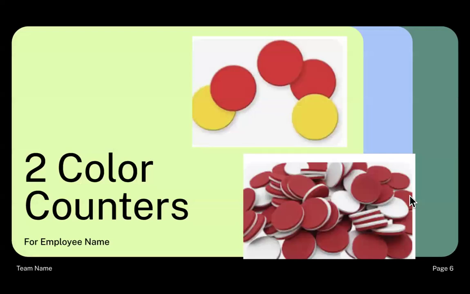Another thing I put into the packet is 2 color counters. On one side, they're yellow, maybe, and the other side, red. Sometimes you'll see white and red. In any event, these are wonderful objects to help students to understand part, whole. That means I have 3 red, I have 2 yellow, I have 3 plus 2, which would then equal 5. Or you could do subtraction. You can say, I have 5 altogether, and I want to subtract 3. And so you would have 2 left.